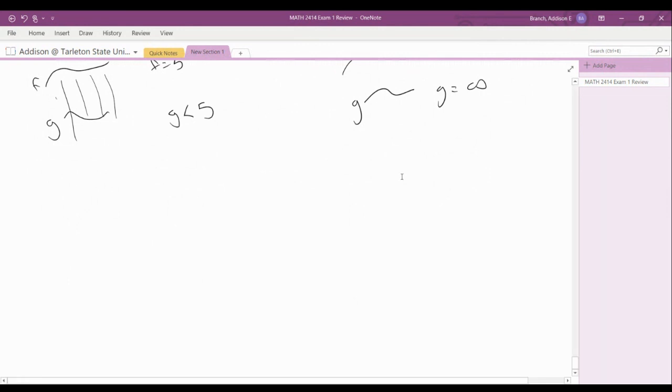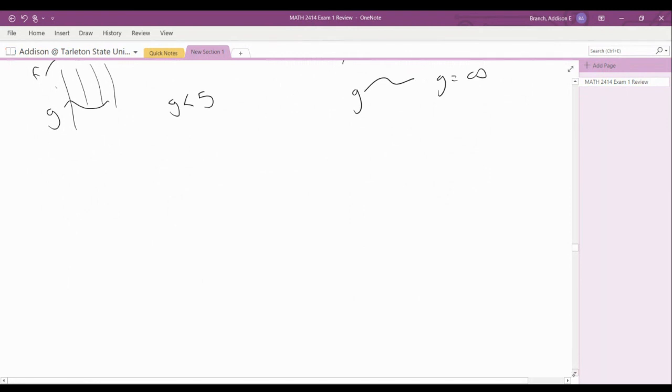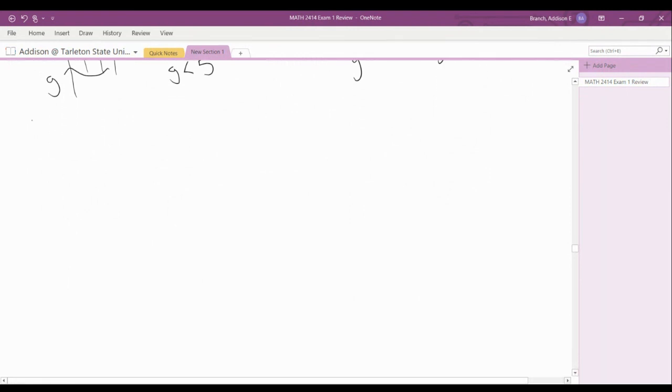All right, let's go ahead and move on to arc length. That's our last section. So just the highlights that you need to know are going to be your arc length formulas. So, arc length.